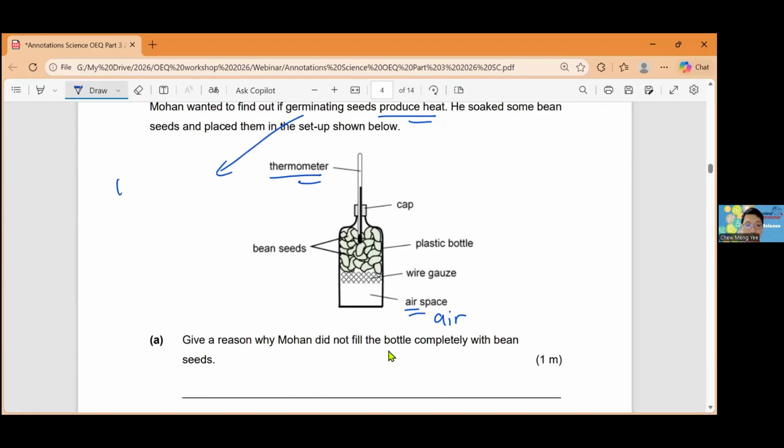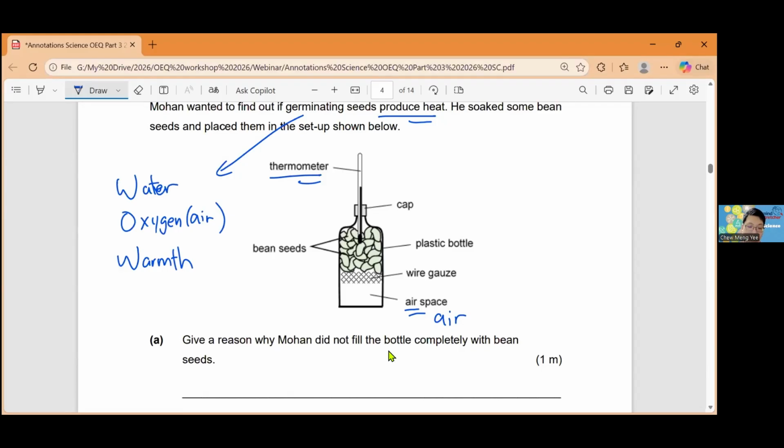Germination needs WOW. What is WOW? Let me write it in the other way, it's easier to see like that. WOW: you need water, you need oxygen, or you can call it air, you need warmth, or you can say suitable temperature. So these are the conditions needed for germination.